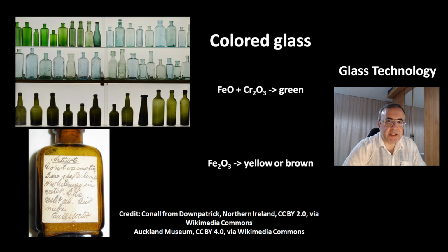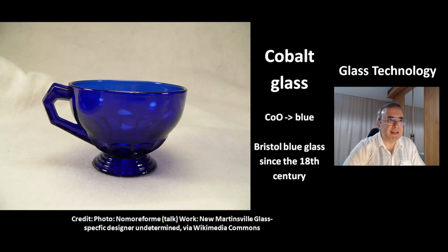You can make a colored glass with iron 2 oxide and chromium oxide. You can make a green glass, and with different concentrations of iron 3 oxide you can make either a yellow or brown glass. This is cobalt glass. It has its blue color from cobalt oxide. There's a long tradition in Bristol, England, of Bristol blue glass, and that started in the 18th century.